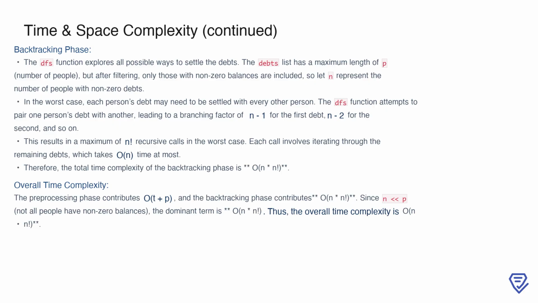Combining this with the pre-processing phase, which contributes O(t + p), the overall time complexity is dominated by O(n * n!), since n is typically much smaller than p.